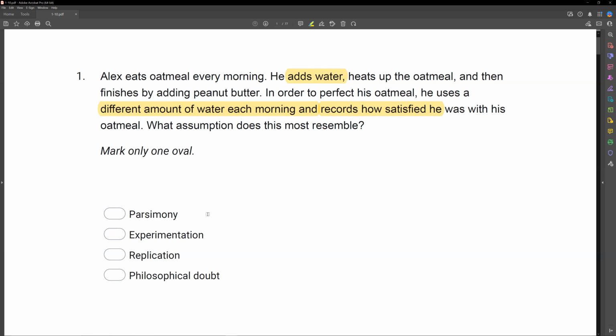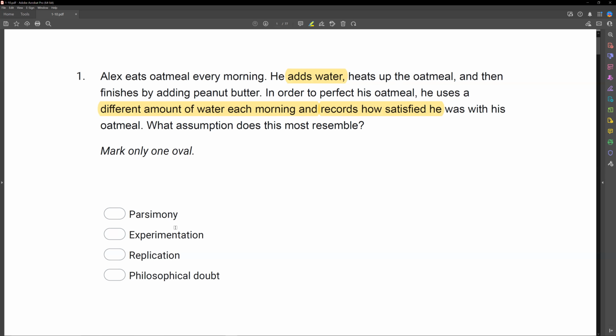A, parsimony. Parsimony is saying we're using the simplest explanation first. Well, Alex isn't really offering up the simplest explanation. He's going through the process of manipulating variables. And when you're manipulating variables to possibly find functional relations and just see how things change, what you're doing is experimentation. So B looks pretty good, but we always read all of our answer choices.